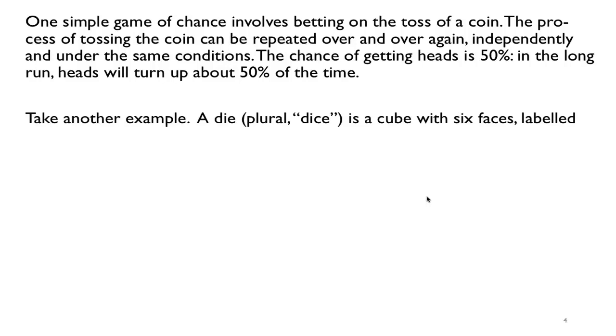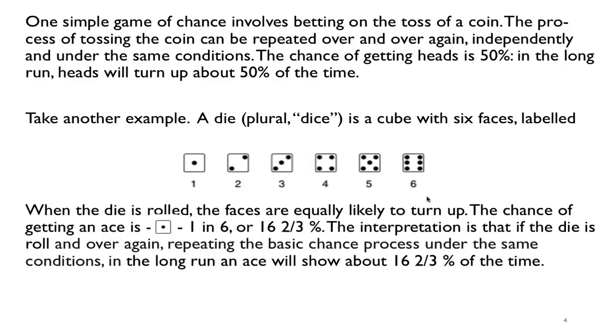As another example, a die is a cube with 6 faces, labeled 1, 2, 3, 4, 5, 6. When I roll a die, the faces are equally likely to turn up. So the chance of getting an ace, which is a 1, is 1 out of 6, or 16 and 2/3%. The idea is that if I roll a die over and over again under the same conditions, then the ace will show up about 16 and 2/3% of the time. This is basically the essence of frequency theory.